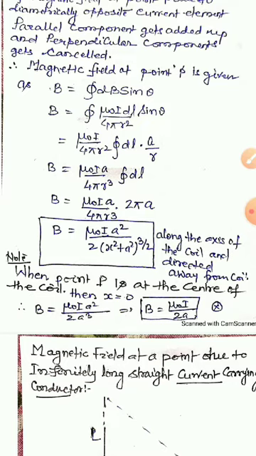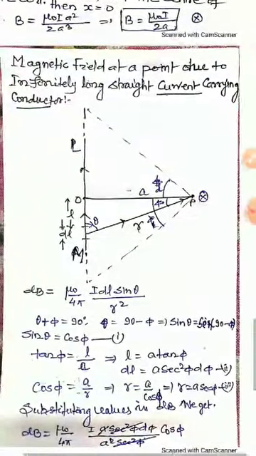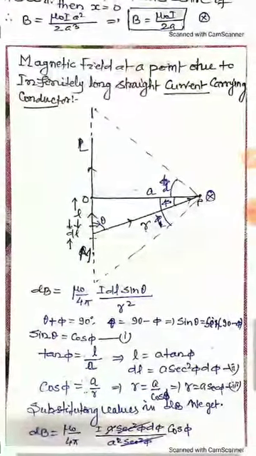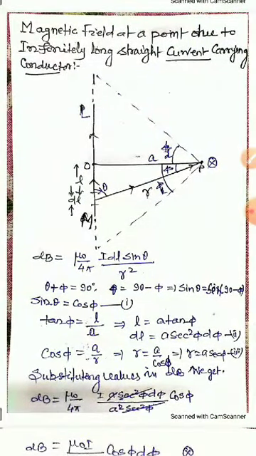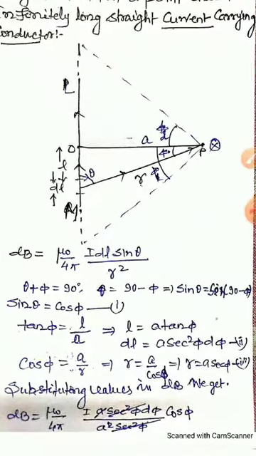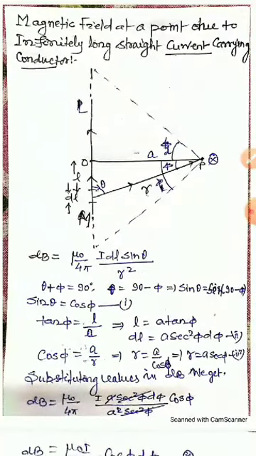So these two are present in our syllabus, and the third one is expected that we should know because we will use it very frequently. Magnetic field at a point due to an infinitely long straight current carrying conductor.